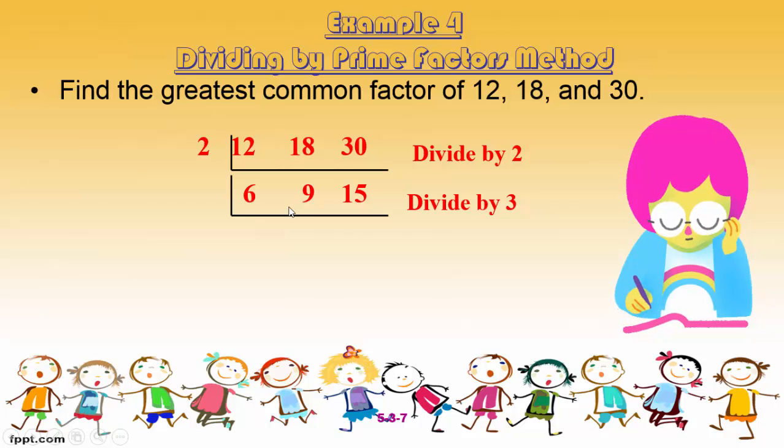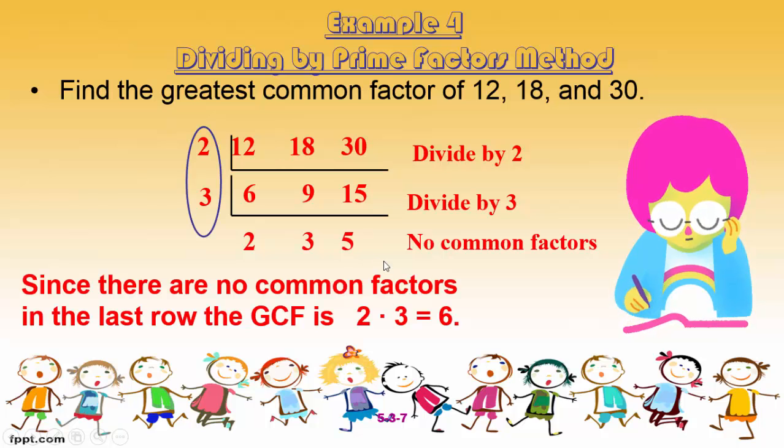So let's try 3. And we find that when we divide 6 by 3, we get 2. 9 divided by 3, we get 3. And 15 divided by 3, we get 5. But we cannot go any further. No common factors. So since there are no common factors in the last row, the greatest common factor is what is over here, which is 2 times 3, and that means our greatest common factor is 6.